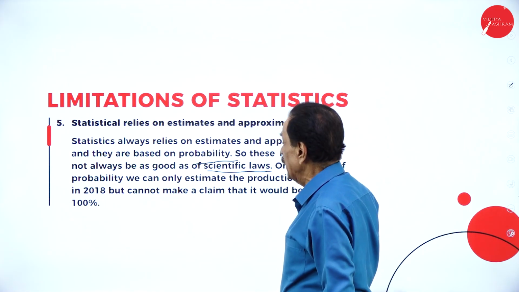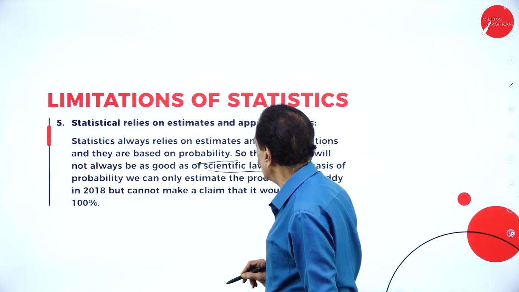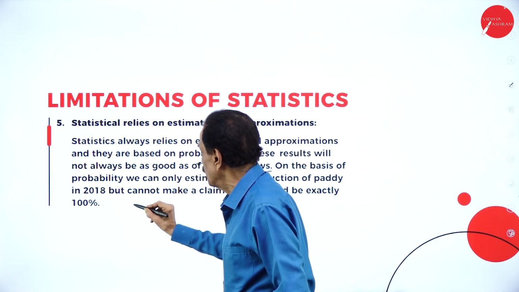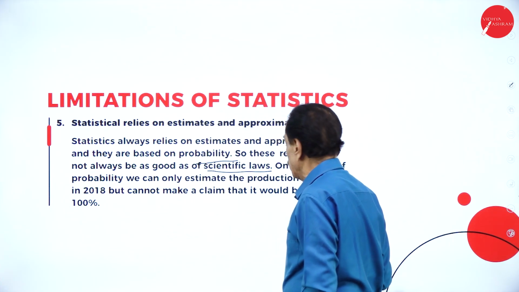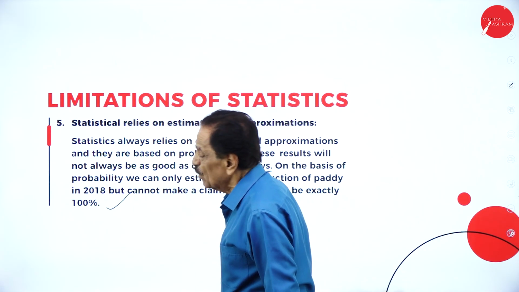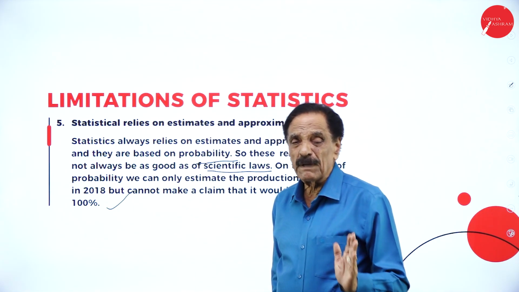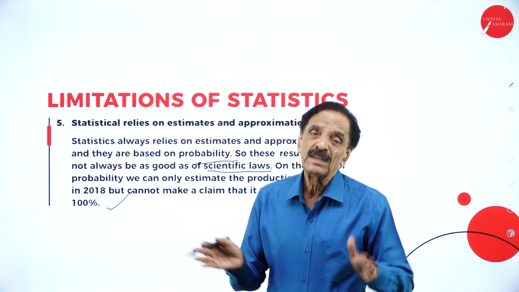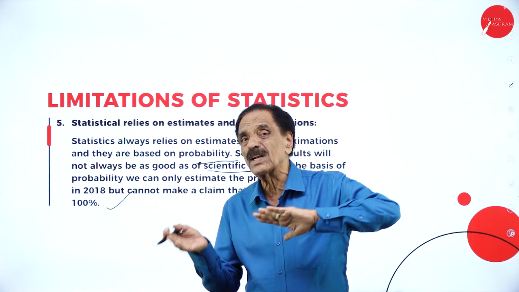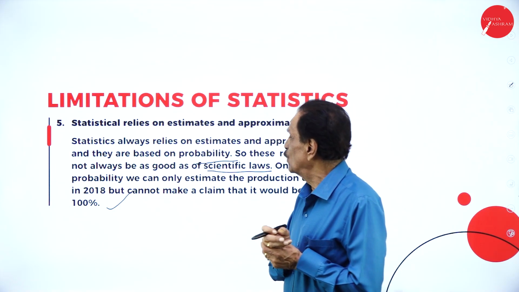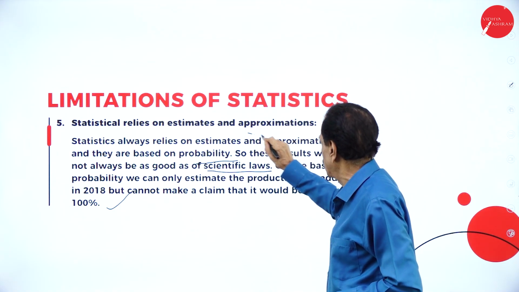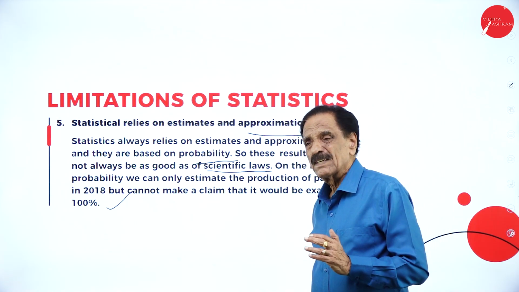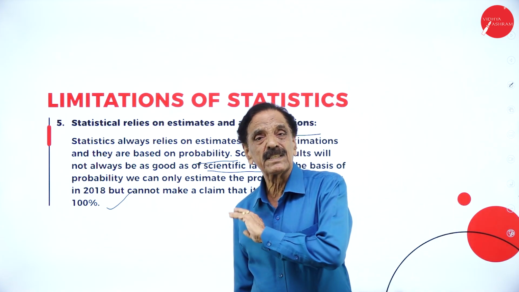On the basis of probability, we can only estimate the production of paddy in 2018, but we cannot claim that it would be exactly 100%. So we must base it only on approximation. Statistics is based only on estimation and approximation, so the result may not be 100% good.